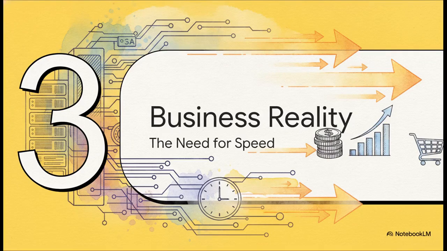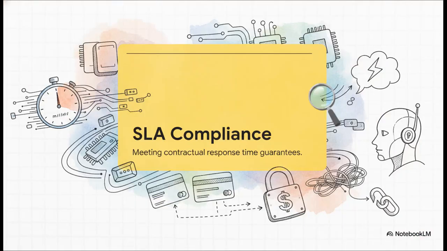Section 3, the business reality of speed. But why does this technical bottleneck actually matter outside of the server room? Well, because this intense need for rapid, dynamic memory access isn't just an engineering preference. It directly and immediately impacts your actual business operations and your bottom line. So the crucial point here is SLA compliance. A service level agreement is a contract, and in the context of AI deployment, SLA compliance means meeting strict contractual response time guarantees.